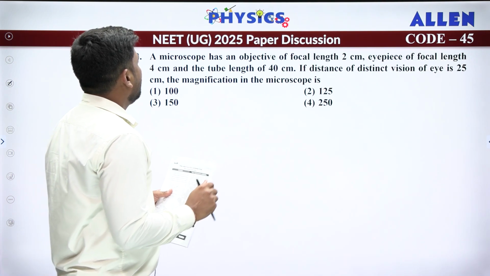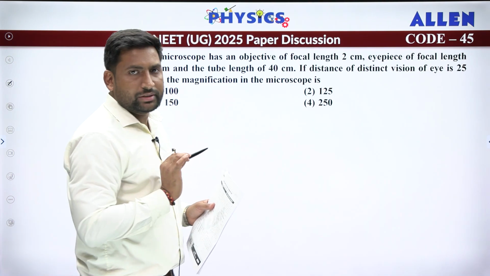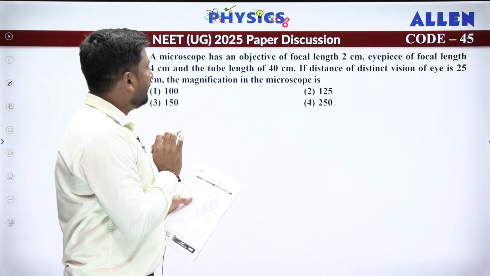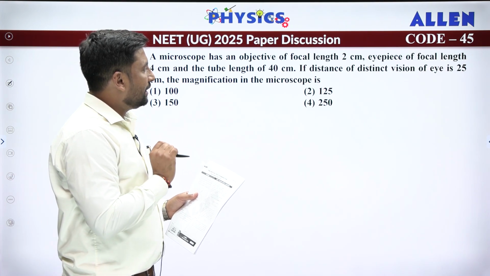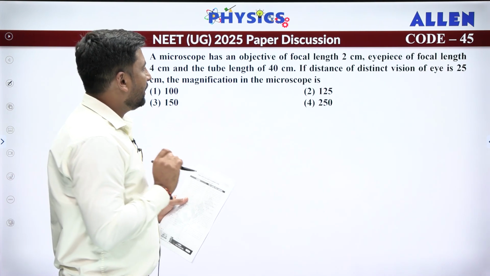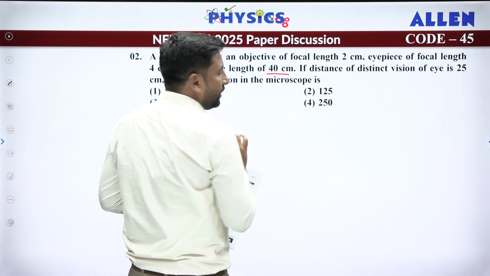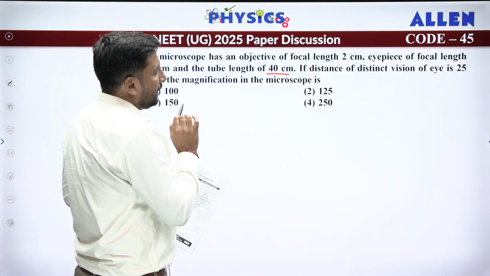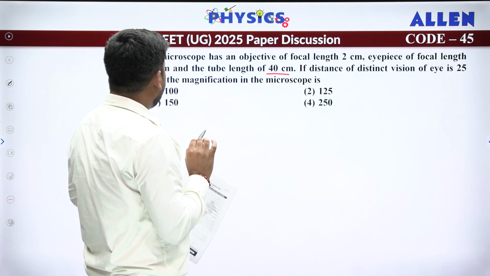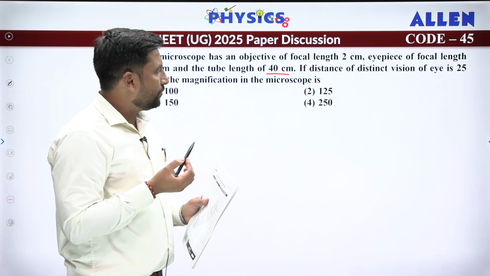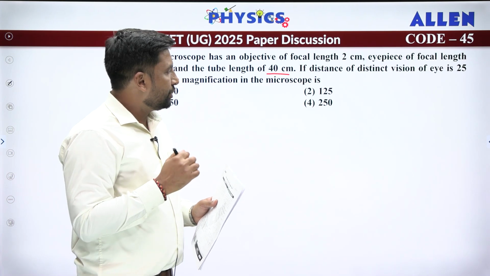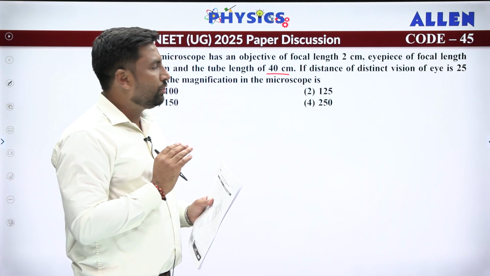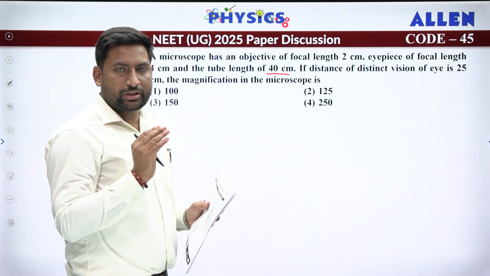Next, question number 2. This is one of the simplest questions based on the microscope, and a similar question is given in the NCERT as a solved example, but instead of 40 here they have taken 20. If you remember the formula for the microscope, in the question they have not given for what kind of situation we have to find the magnification. So we are going to calculate for normal adjustment only.